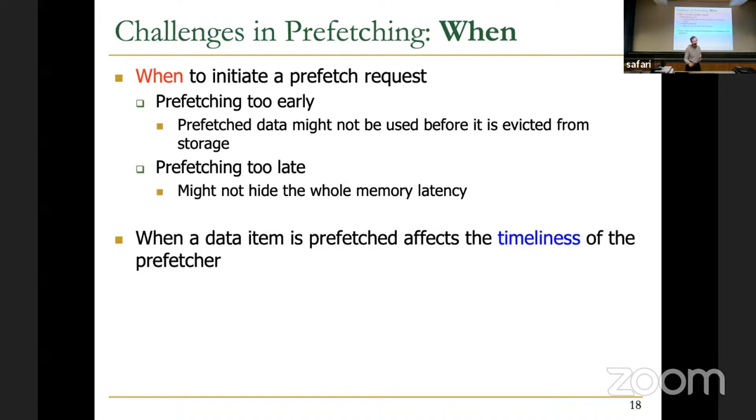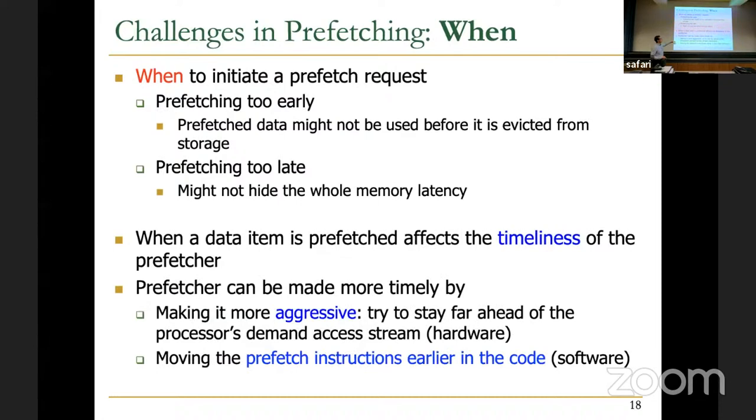And a prefetcher can be made more timely by making it more aggressive. For example, you can try to stay far ahead of the processor's demand access stream in hardware. When the processor is accessing, if the access pattern is address A+4, A+8, A+12, A+16, A+20, clearly there's a stride of four. And the prefetcher can easily detect that, a hardware prefetcher. This is called a stride prefetcher, as we will see. But whenever the processor is accessing address A, if you try to prefetch address A+4, the processor may try to access address A+4 one cycle later. So you're basically too late.